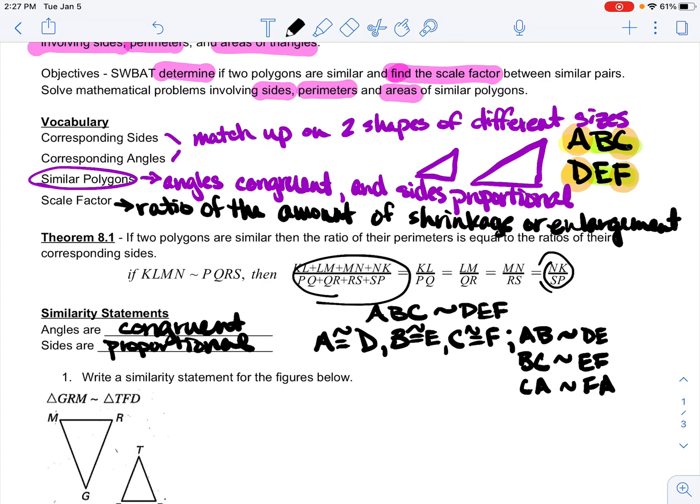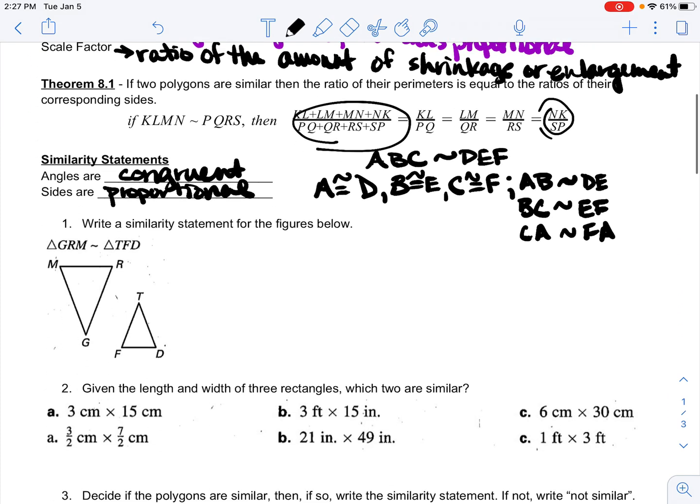That's an easy way to write it, so you just have to remember you've got angles and you've got sides. Okay, so similarity statements for the figures below. I could try and figure it out with the drawing, but it's just easier to stack the titles on top of each other. So the statement, we have to do angles and sides.